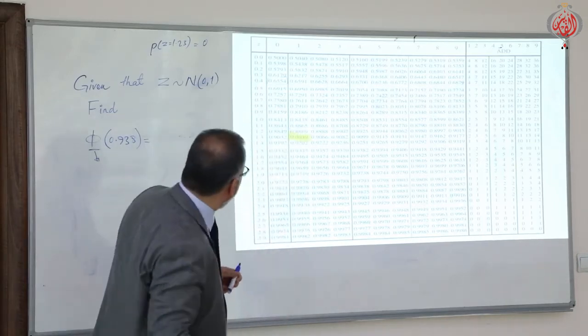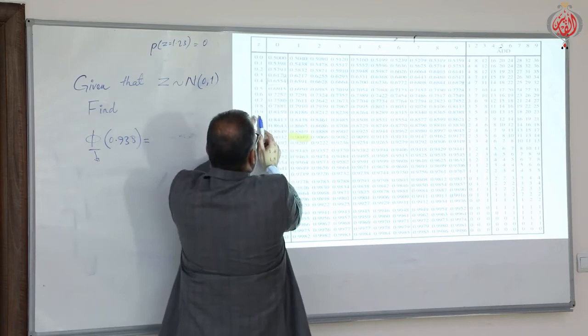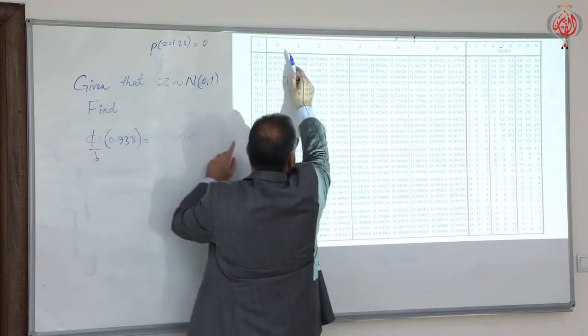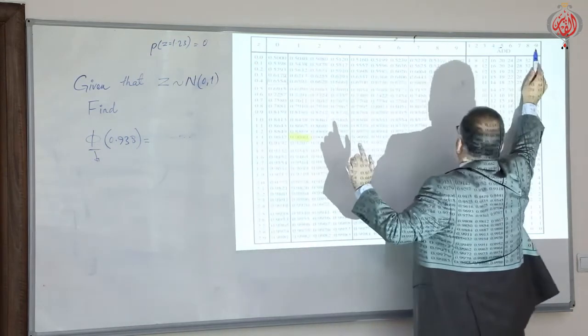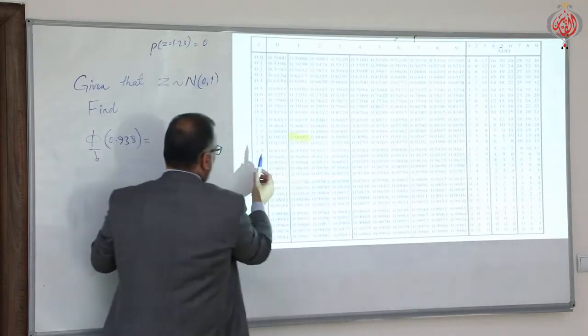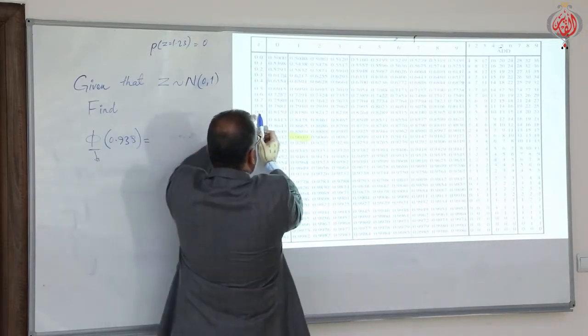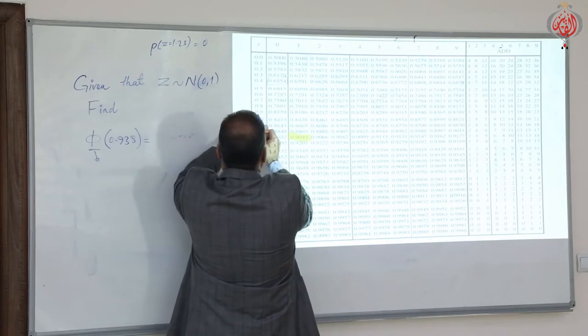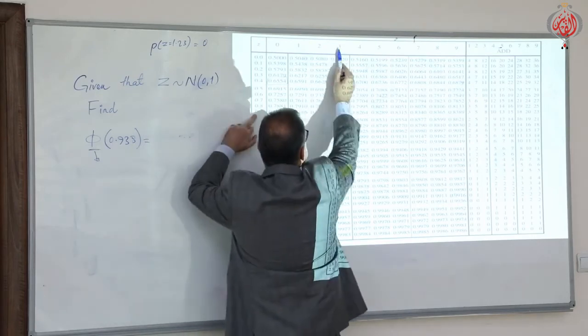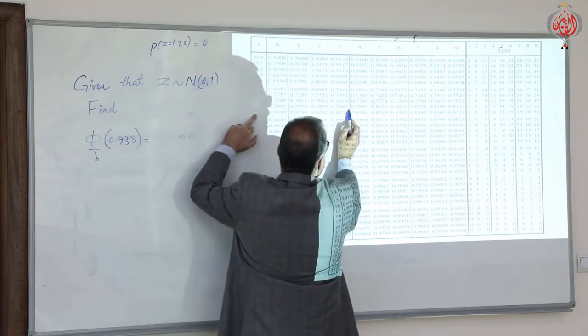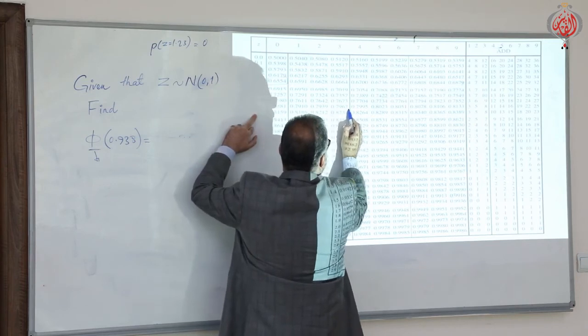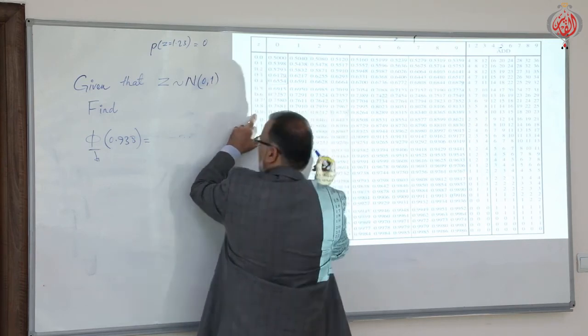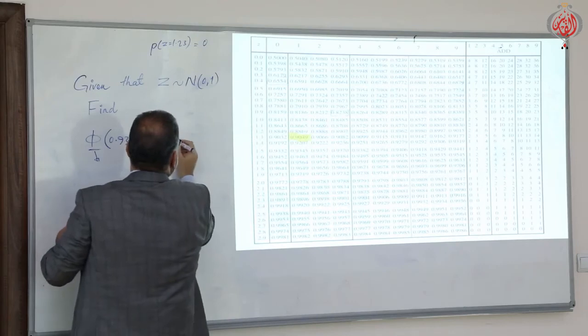0.9. What is 0.9? This is 0.9. Then 3 hundreds we said here, thousands here. So what to do? 0.9. Okay. 3. This is 3. Catch this value. Now catch this value.